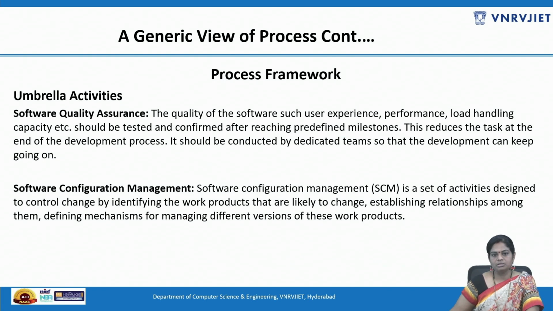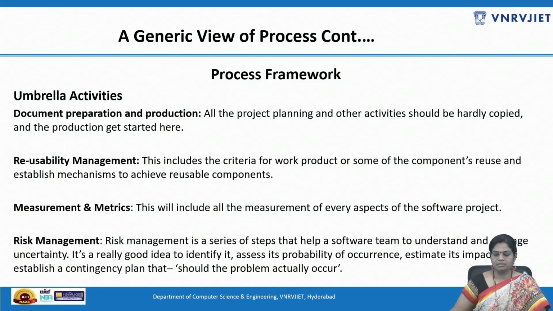And the next one is software configuration management. In the software process, we get changes, and at that time we need to manage the effects of change also. For this purpose, we have software configuration management, which will identify work products which we are going to change, establish relationships among them, and define mechanisms for managing different versions of these work products. Let us move to the next slide.